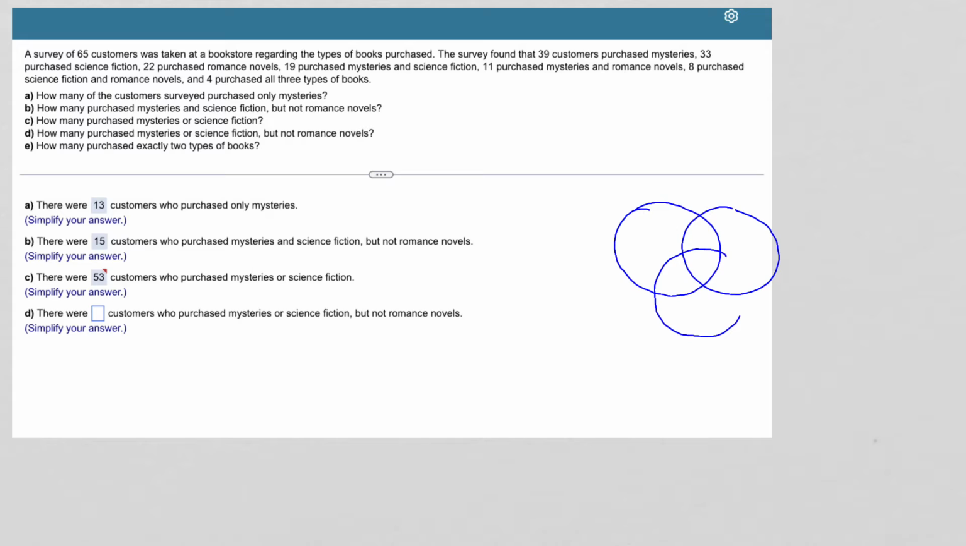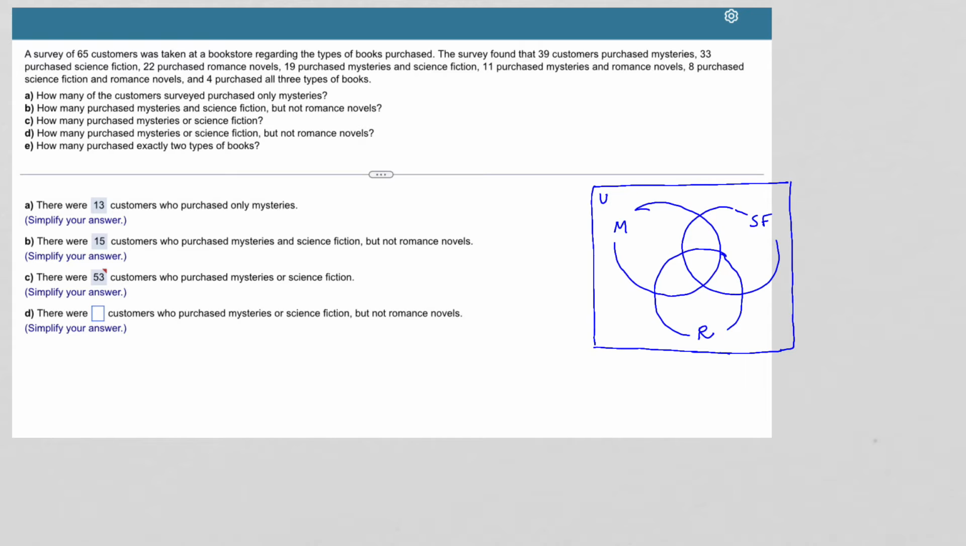Since we have 3 different types of books, I need 3 interlocking circles and then a box around them. And that box represents the set of all books that were purchased. So I'm going to label these: mysteries, science fiction, and romance.